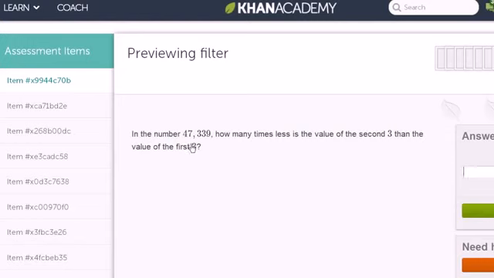So over here in the number 47,339, how many times less is the value of the second 3 than the value of the first 3? So the second 3 represents 30. It's in the tens place. It's 3 tens. This 3 is in the hundreds place. It represents 3 hundreds. So 30 is 10 times less than 300. So you would type in 10.